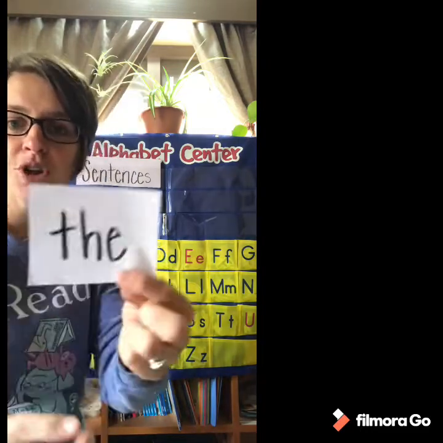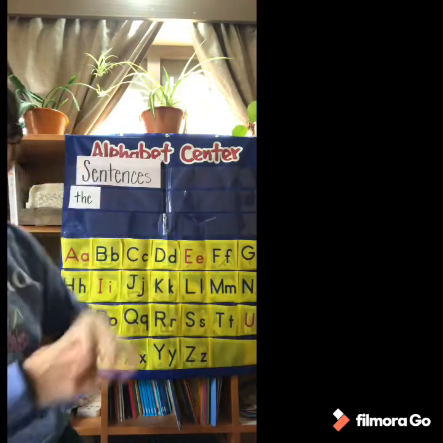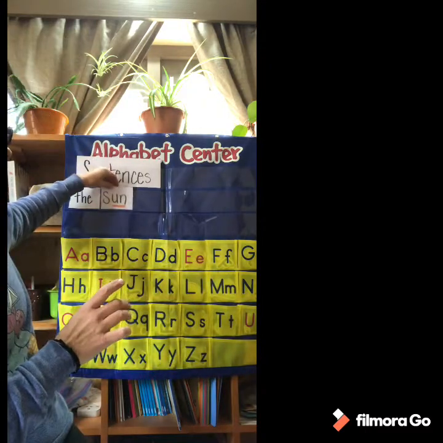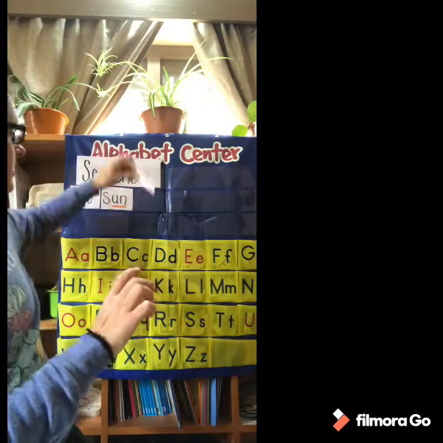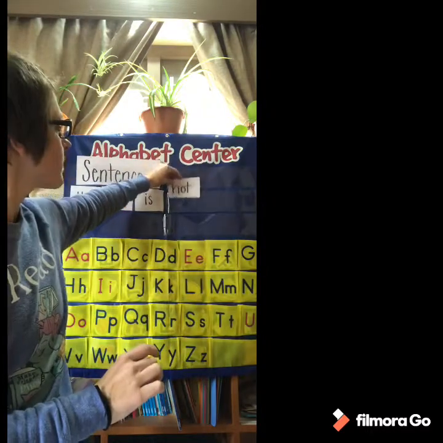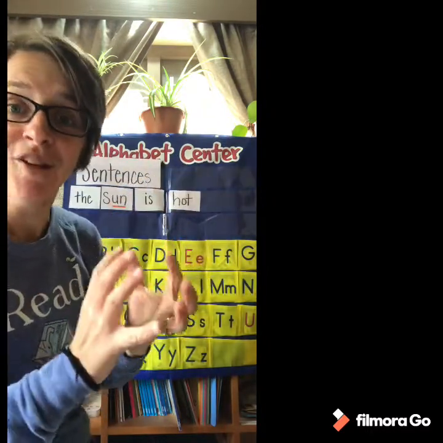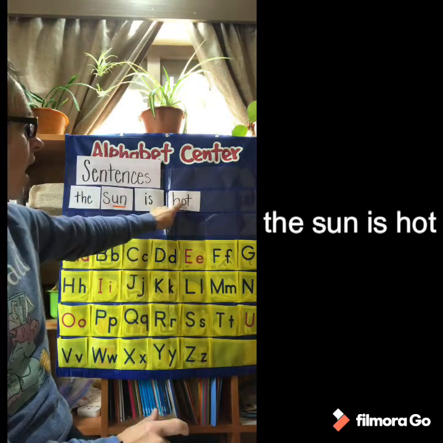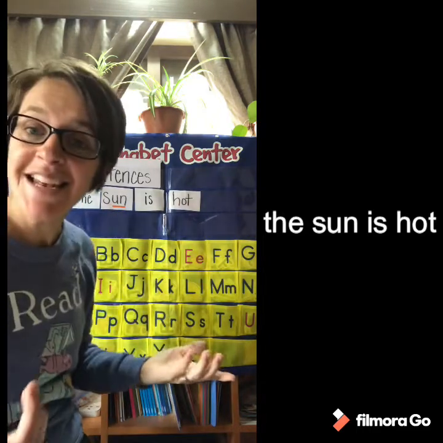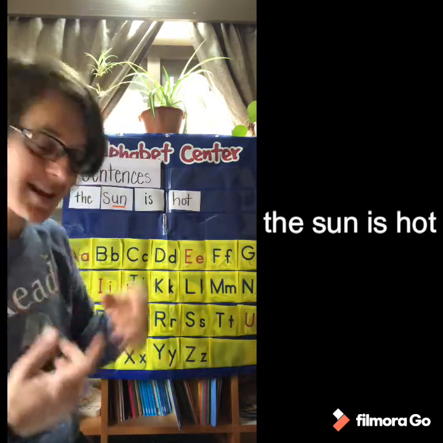So this one, you should know what this word is. The. So, the. And then I have another word that you've already made a flashcard for. Sun. You've already made a flashcard for this one too. Is. Hot. So I put all of those words together to make a sentence. So let's read it. The sun is hot. The sun is hot is a sentence because it makes sense and you can read it.